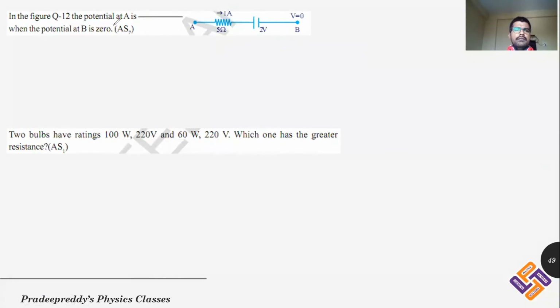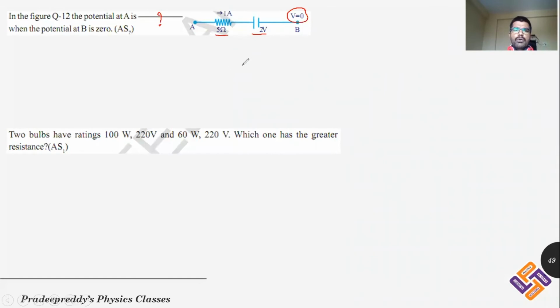Coming to the first question, the potential at point A is dash when the potential at point B is 0. Here in the circuit, the potential at point B is given as 0. The potential at this point is 0. And you have a battery which is 2 volt. And there is a resistor in the circuit which is 5 ohm. And current passing in this resistor is 1 ampere. You want to find out voltage at point A.